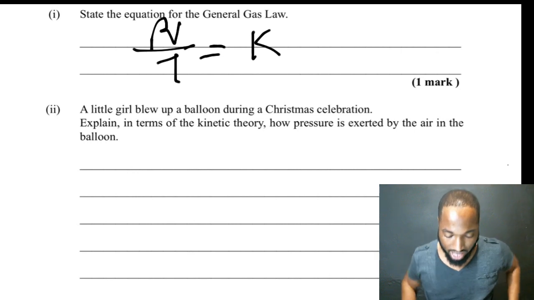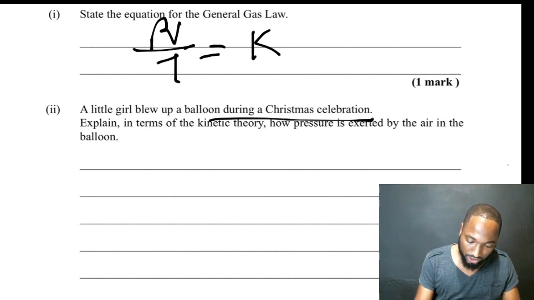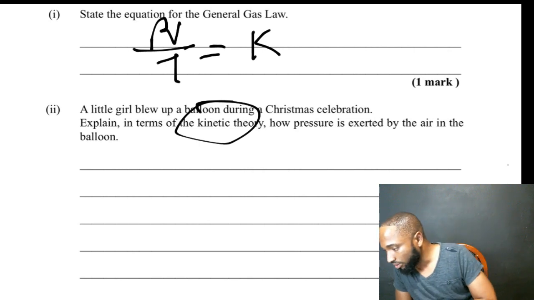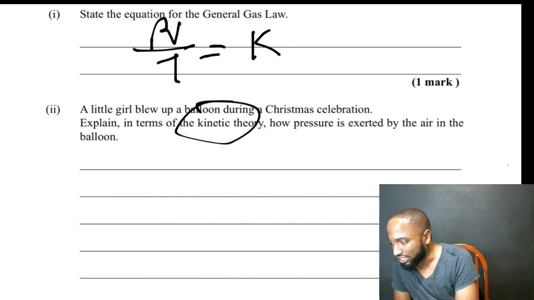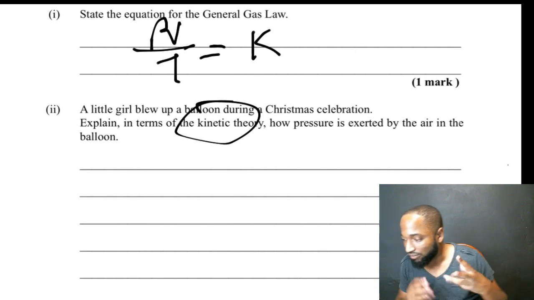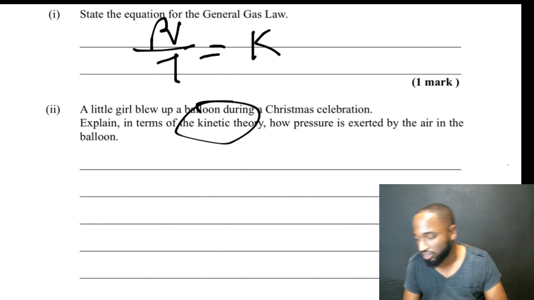Right, and a little girl blew up a balloon during a Christmas celebration, explaining in terms of the kinetic theory how the pressure is exerted by the air in the balloon. So you see this kinetic theory, have that down pat. Kinetic theory of matter: a gas is made up of gas molecules that are in constant motion. The collisions of the gas molecules with the walls of the balloon exert a force on the balloon. This is pressure. Pressure is force per unit area.